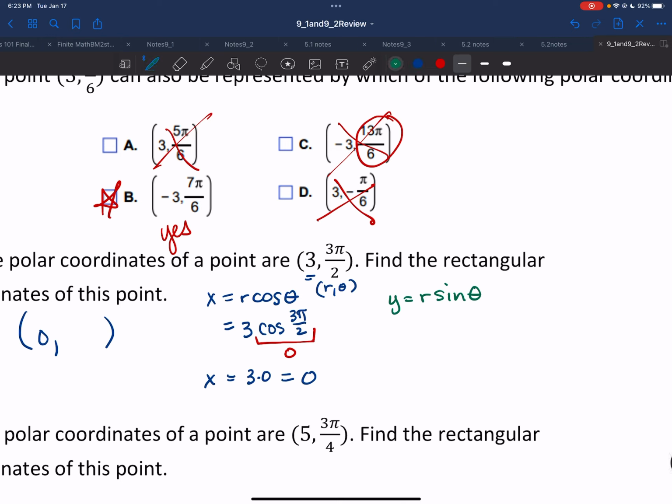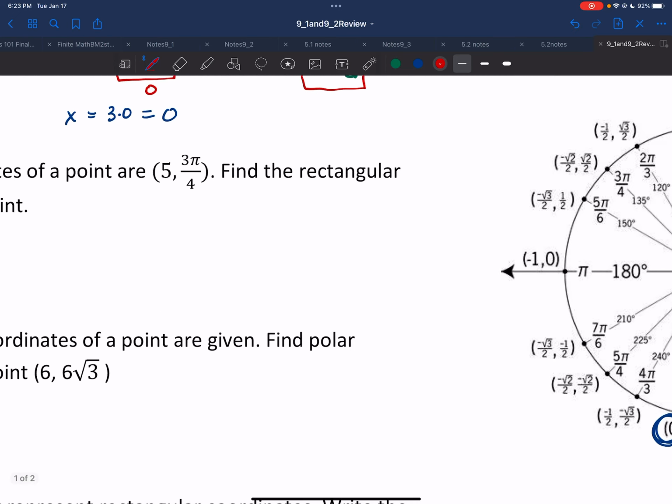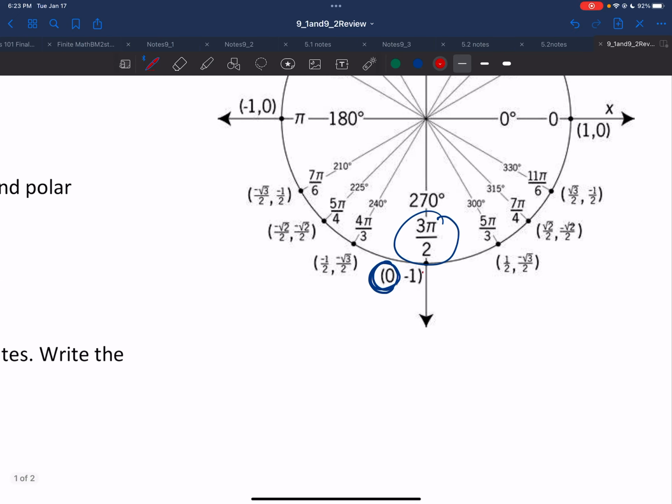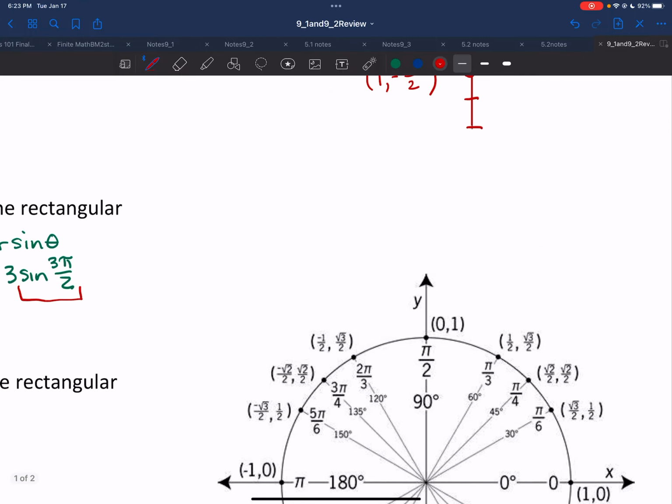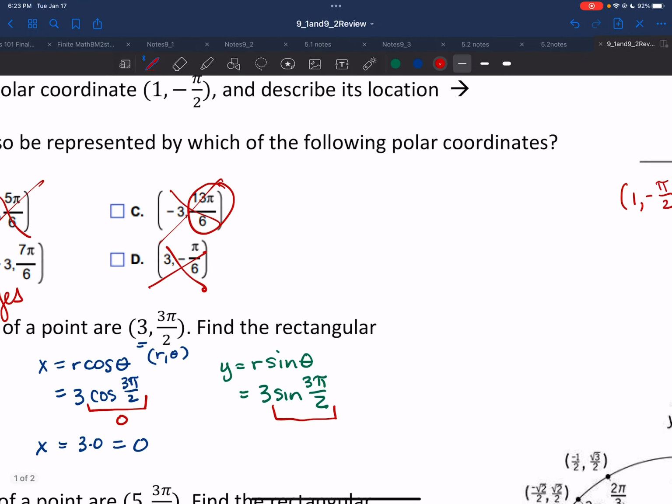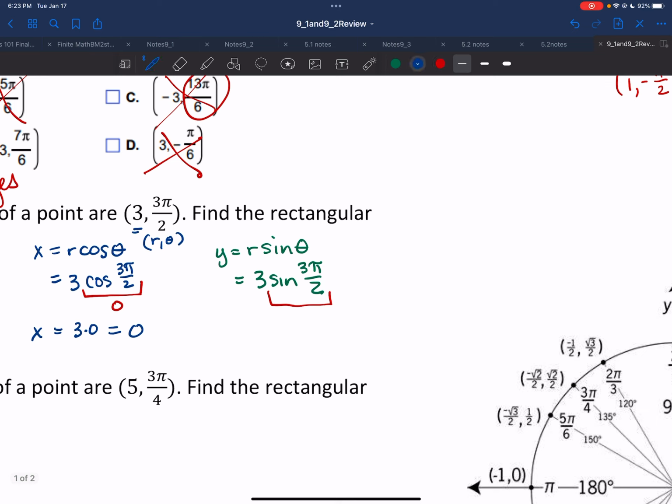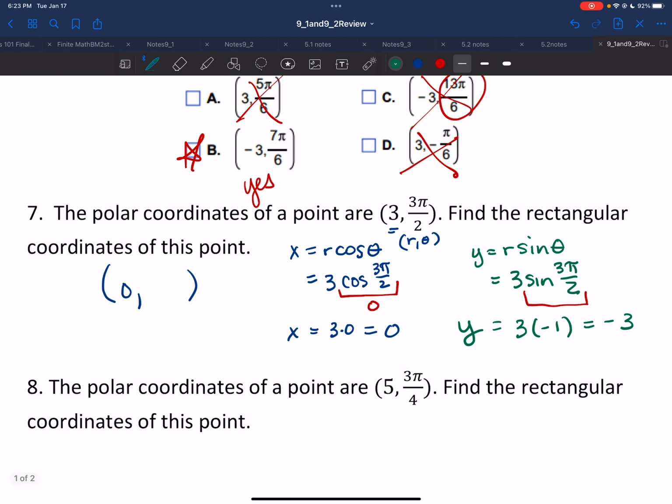Then I'm going to look at y. 3 sine 3 pi over 2. And again, I'm going to look and see what sine of 3 pi over 2 is. The sine of 3 pi over 2 is this one right here, which is negative 1. So I'm going to substitute in 3 times negative 1. That gives me negative 3. So I have 0, negative 3.